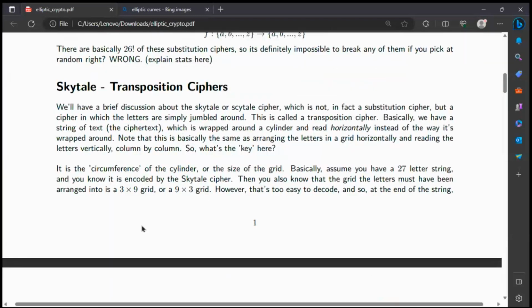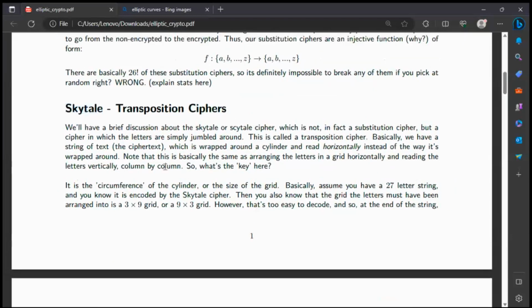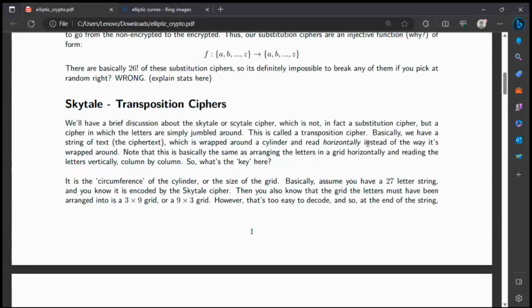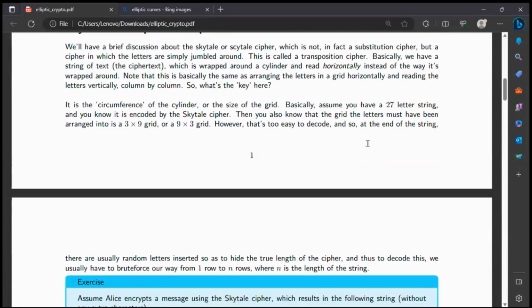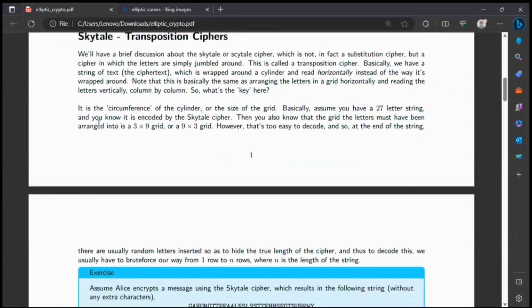We'll move on to a cipher called the Skytale cipher. It can also be spelled S-C-Y-T-A-L-E cipher. So what is this Skytale cipher? Assume you have some text. Let us say we have a 27 letter string, and we know that it is encoded by the Skytale cipher. What do we do? What is the Skytale cipher?